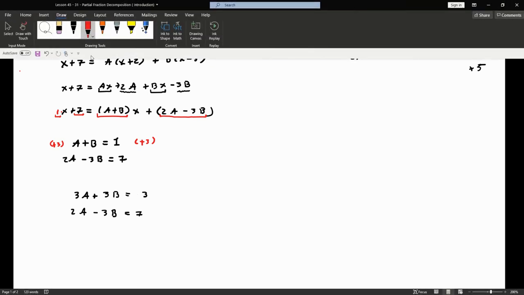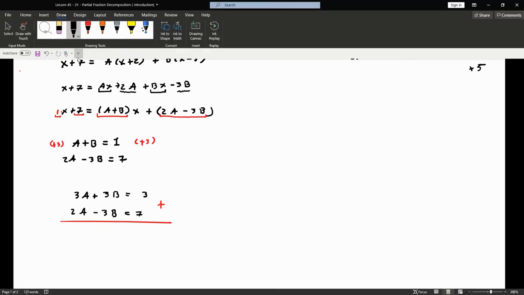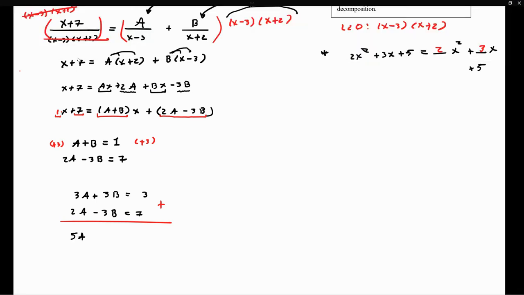So once I have that, let me just add both equations. By doing that, I have 5a. Now the b's are going to cancel. 3b minus 3b, they cancel out. And 7 plus 3, that's equivalent to just 10. To solve for a, let me divide it by 5. So now I have an expression that a has a value of 2. And that's good. We're halfway there.